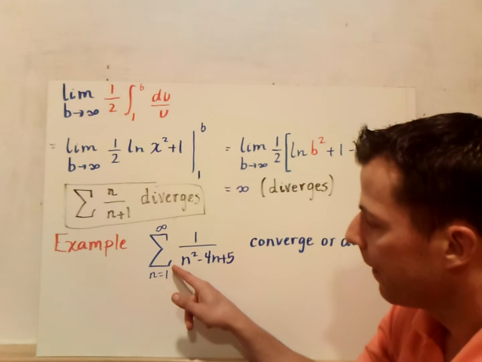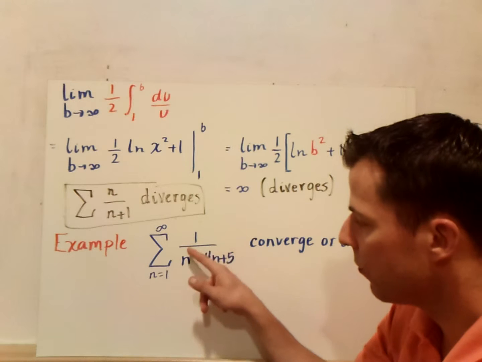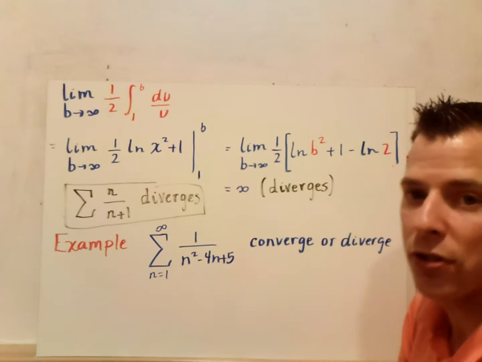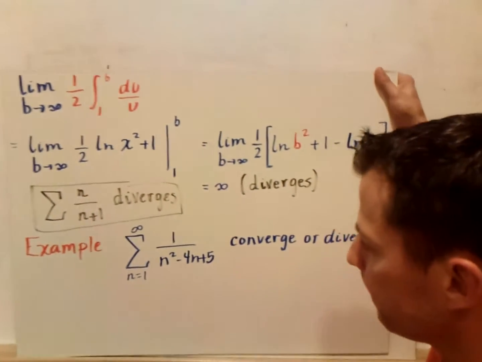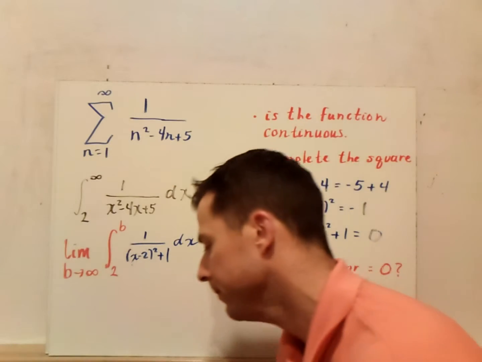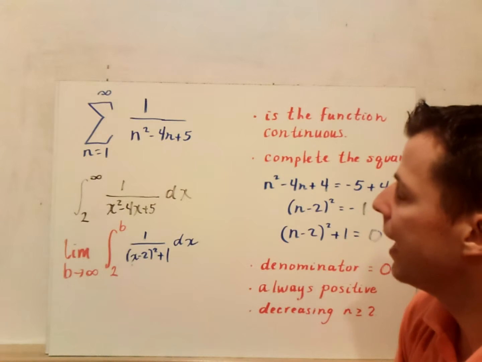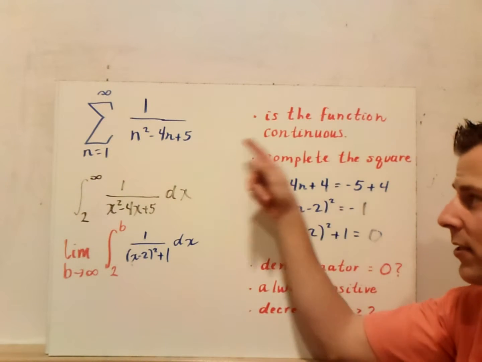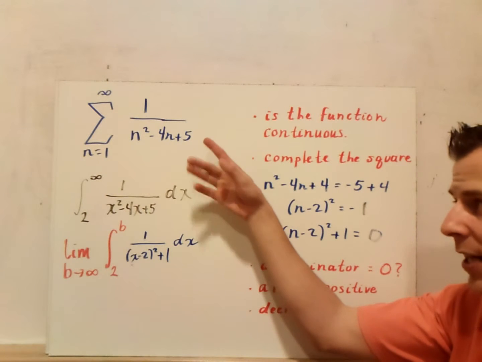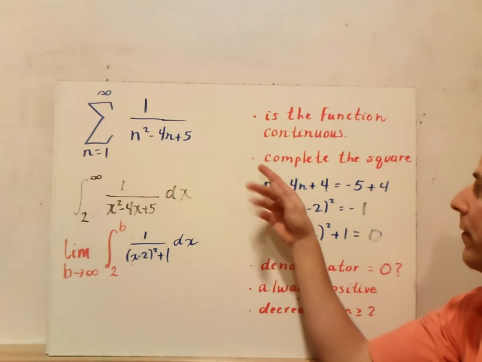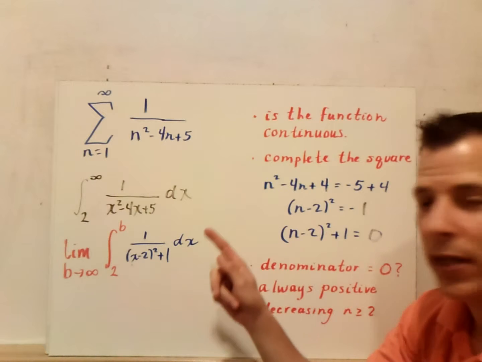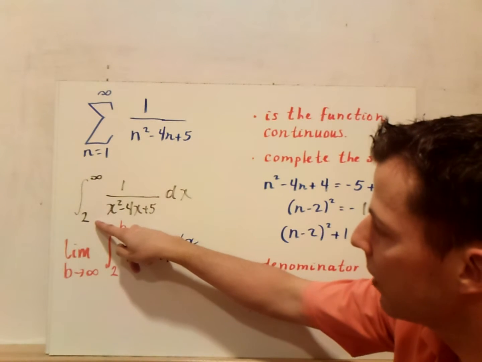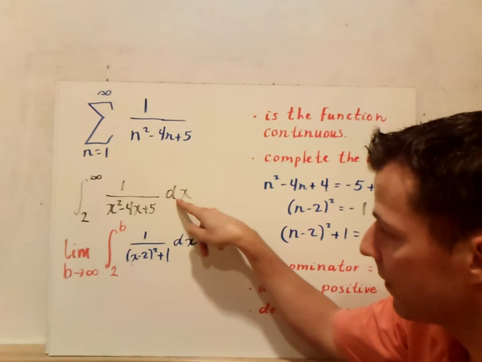Next example. The sum from 1 to infinity of 1 over n squared minus 4n plus 5: does that converge or diverge? Now, I rewrote the problem here. Is the function continuous? It is, okay? And you can try to factor. We can't factor that function. We're going to actually complete the square. So again, I set up the improper integral: 1 over x squared minus 4x plus 5 dx.